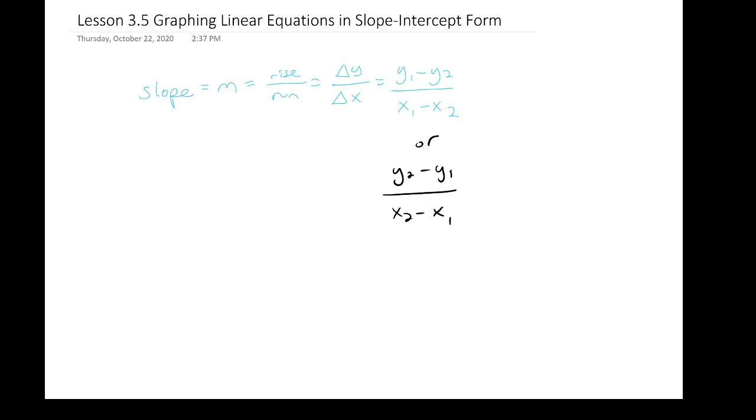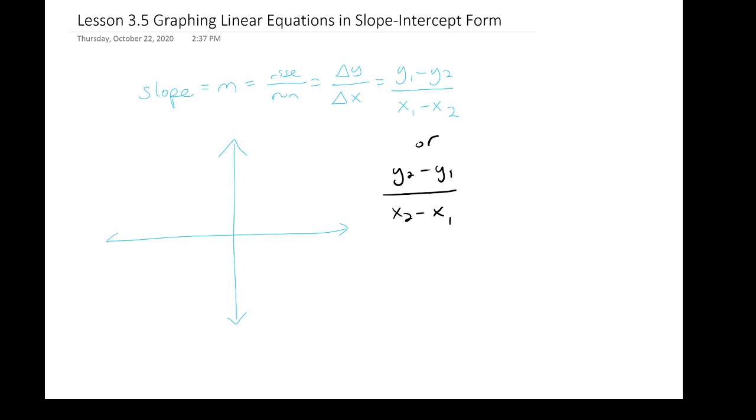Whatever we make a distinction is the first or the second point. For the record, it doesn't matter as long as we're consistent in what we're identifying as what is first and what is second. Moreover, it always has to be the vertical over the horizontal change. In other words, you always have to have your y's over your x's.